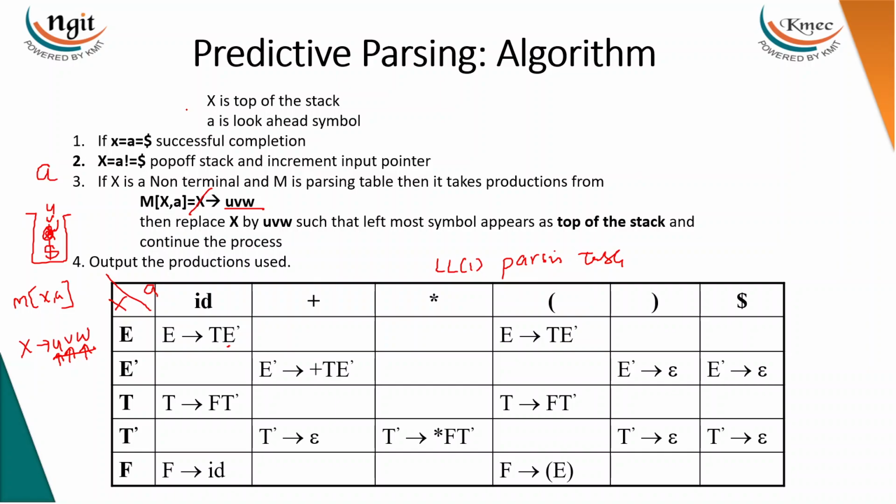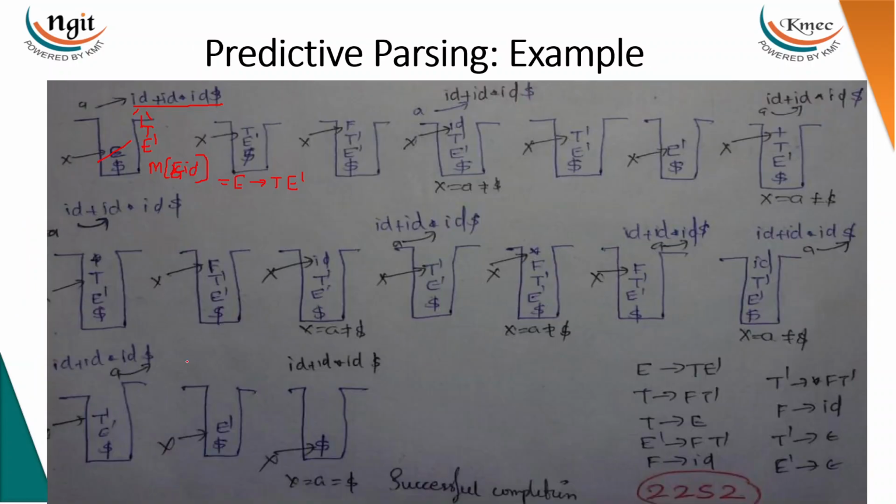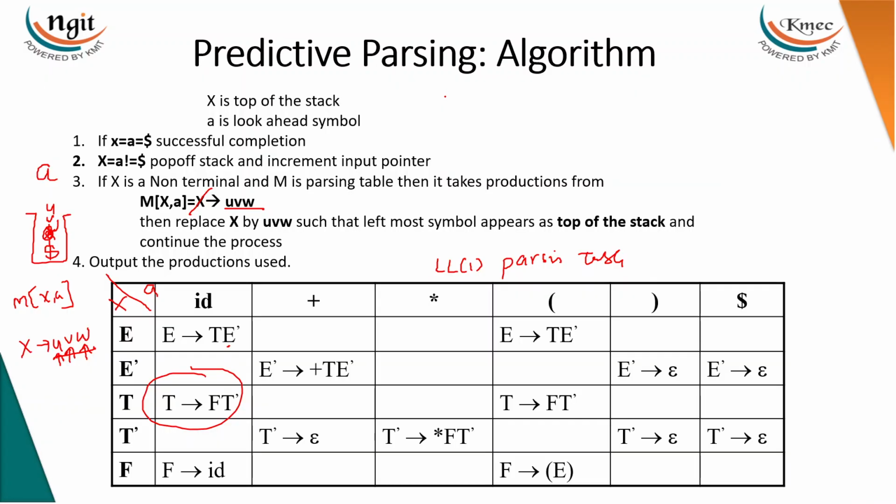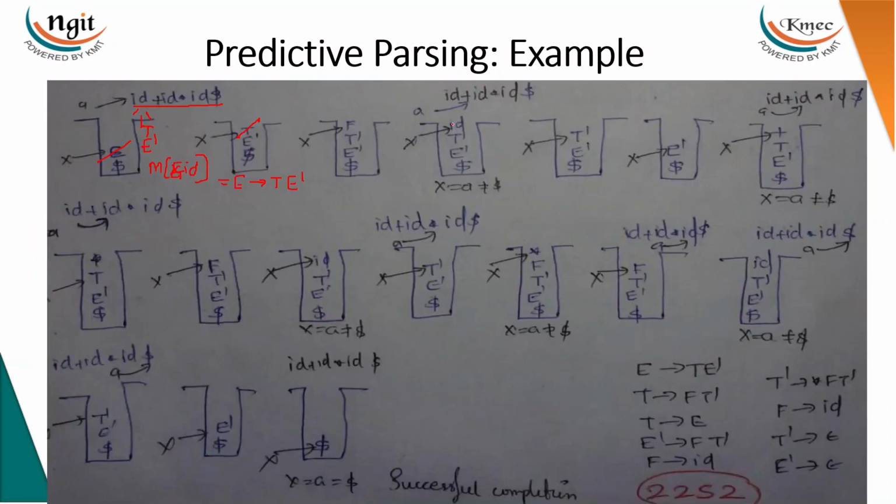So T, id, again T tends to FT'. Here see, T tends to FT'. Then what you have to do, replace the T with FT' such that F should occur at the top of the stack. Now X is F, a is id, what is the production? F tends to id, again F tends to id. So then you can write, replace F with the id.